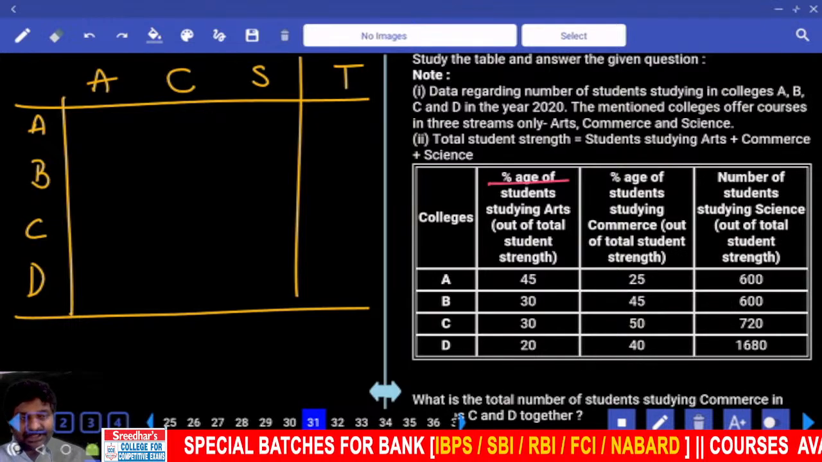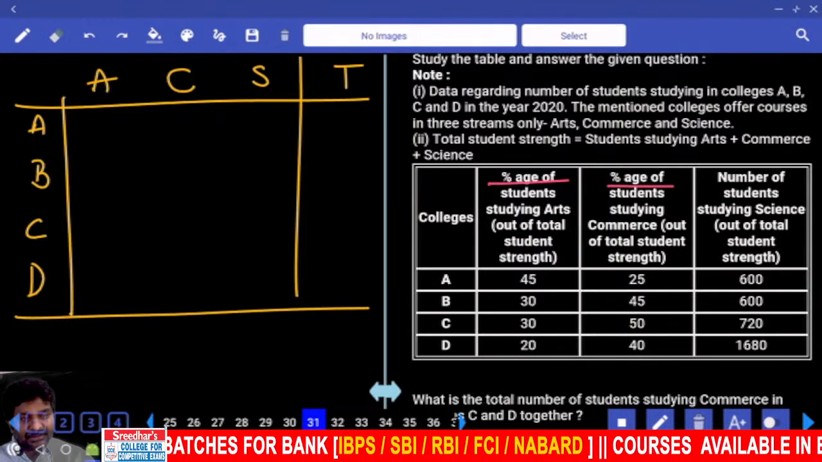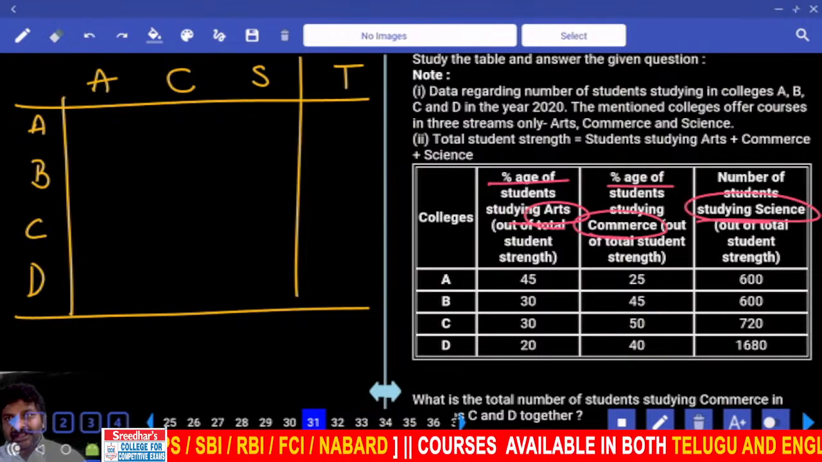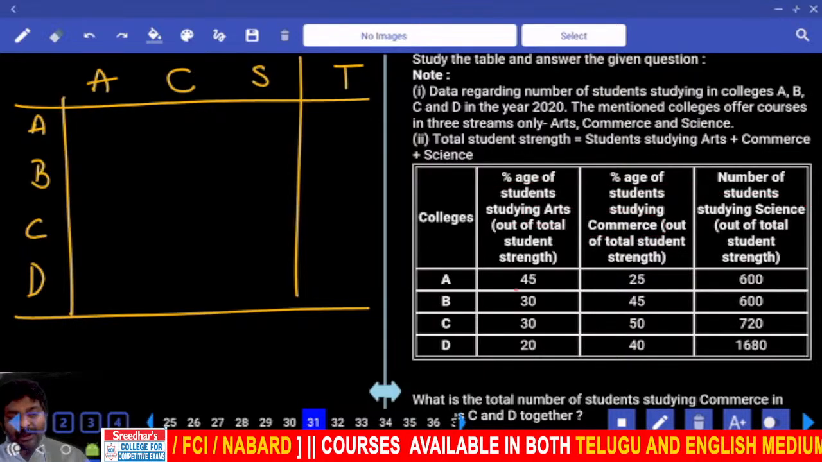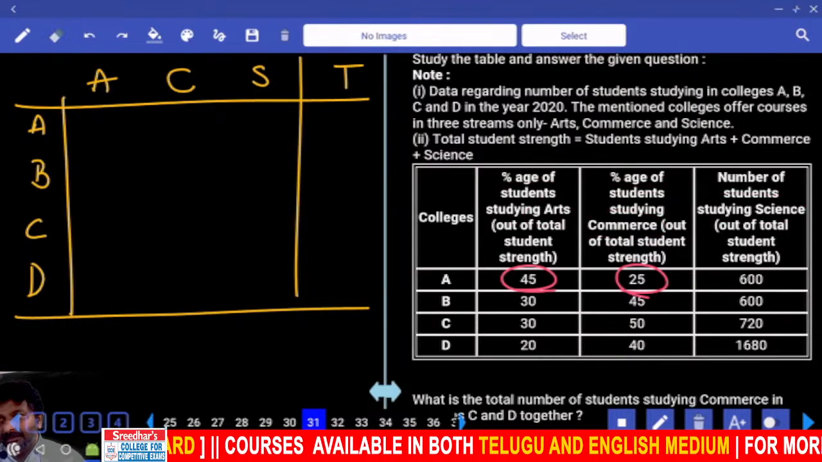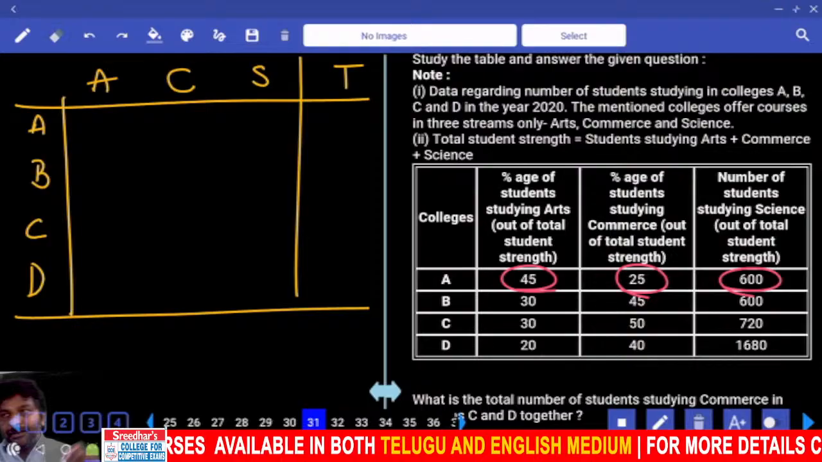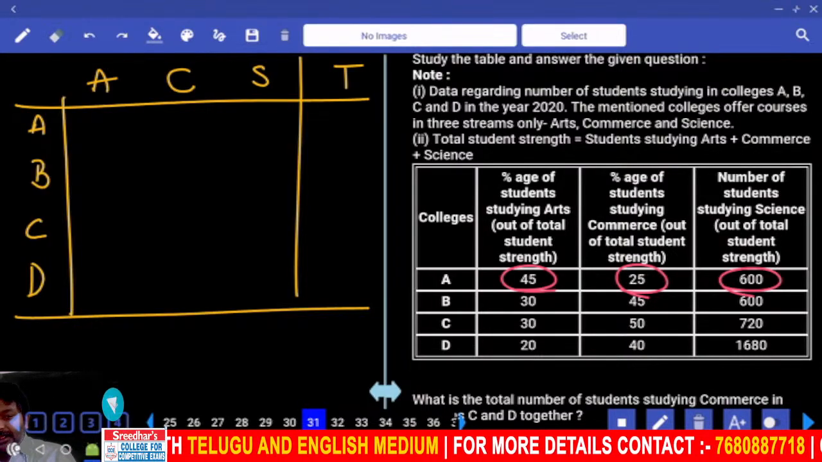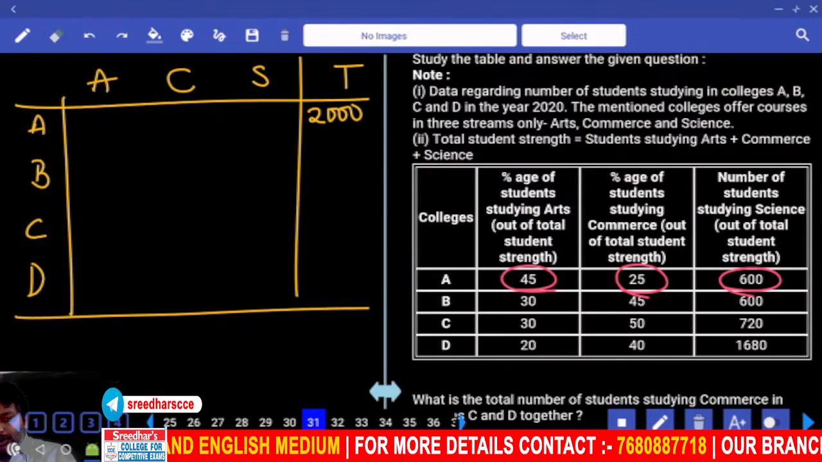First one is percentage, second is also percentage. These are arts students, commerce students. Now these are science people. Already 70% we have. Remaining 30% is 600. 10% is 200. 100% is 2000.